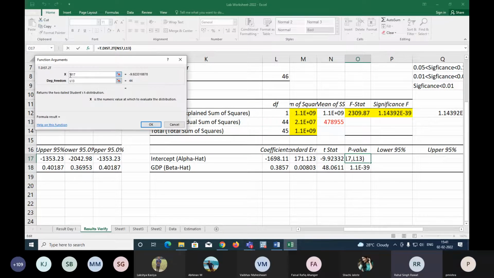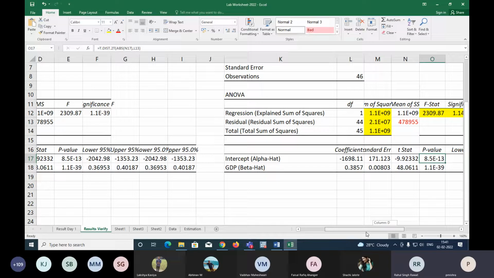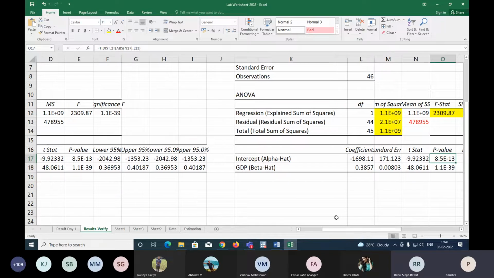But there is a point here: because this value is negative, and the t distribution and z distribution are symmetric, the theoretical values are given for one side and it is replicated. So you need to write absolute, otherwise you will not get the value. You write ABS and put it in brackets. You see, 8.5 E minus 13.